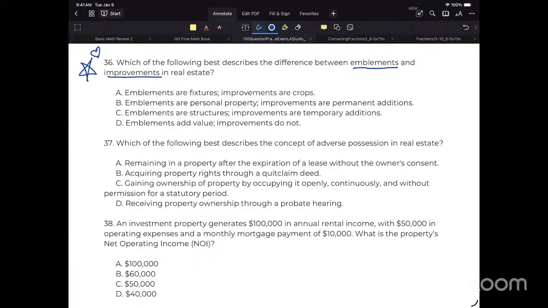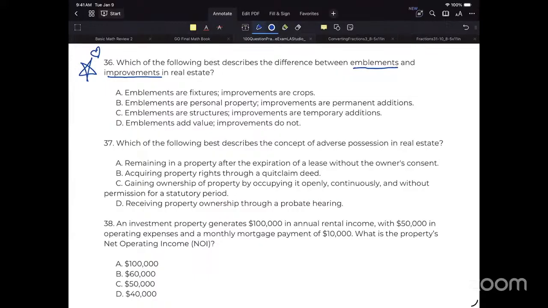An improvement related to real estate would be whether you put a house on it, you add utilities to it, a road. I mean, it's when you've done something to quote unquote improve the property. So now that we know that, let's see what our answer choices are. Emblements are fixtures, improvements are crops. Nope. That's the opposite.